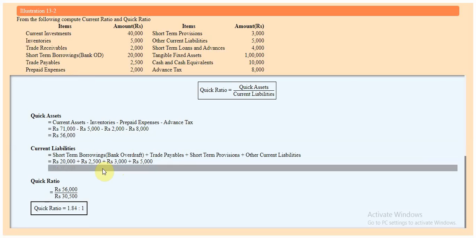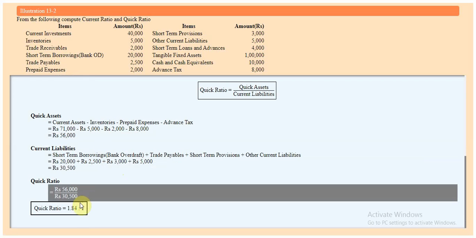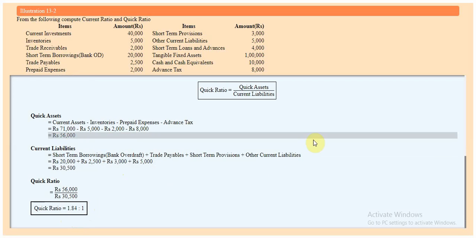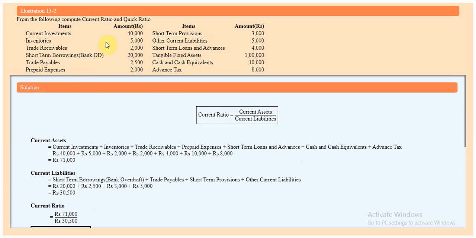So with these details we can easily find out quick ratio, which will be 1.84:1. So this is how we have computed quick ratio and current ratio in this problem. This is a fairly simple and direct problem that has given you all the details, and you have to just substitute in the formula and find out the answer. We will move on to the next problem.